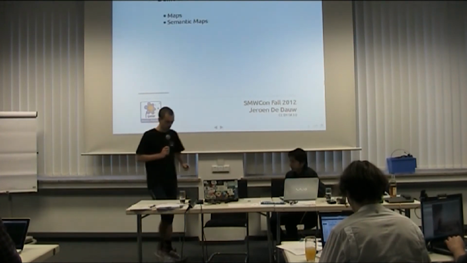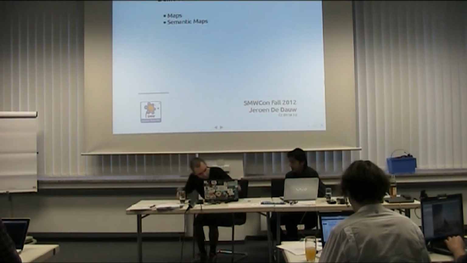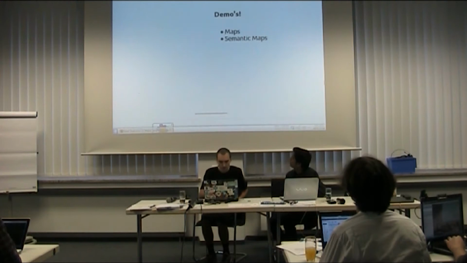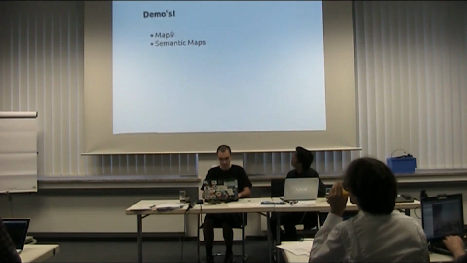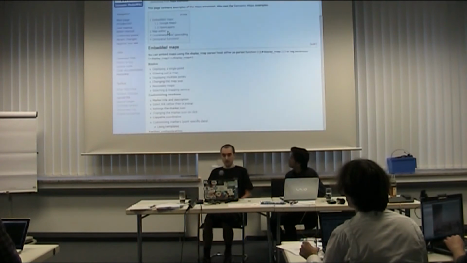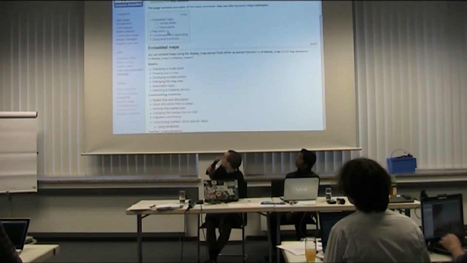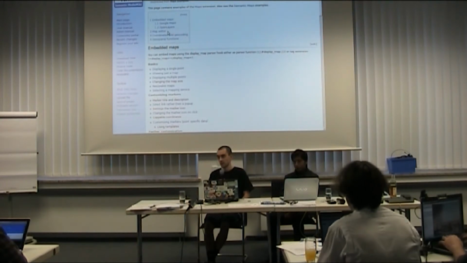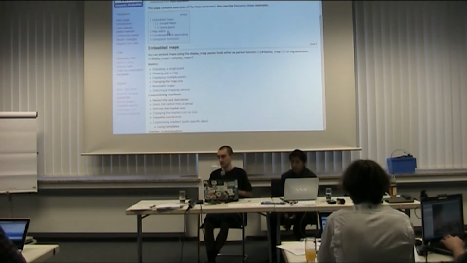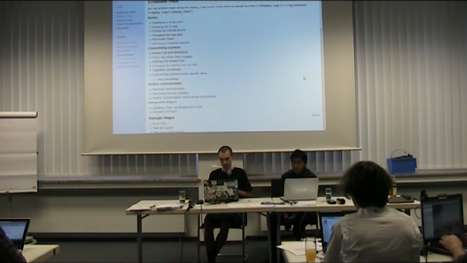So some quick demos of this basic functionality. One thing I forgot to note at the start is that the documentation of both extensions used to be on a separate wiki, but I now moved it to the SMW wiki. So if you search there for maps examples or semantic maps examples, you will find a list, which is pretty comprehensive, where you can find examples for most of the functionality.